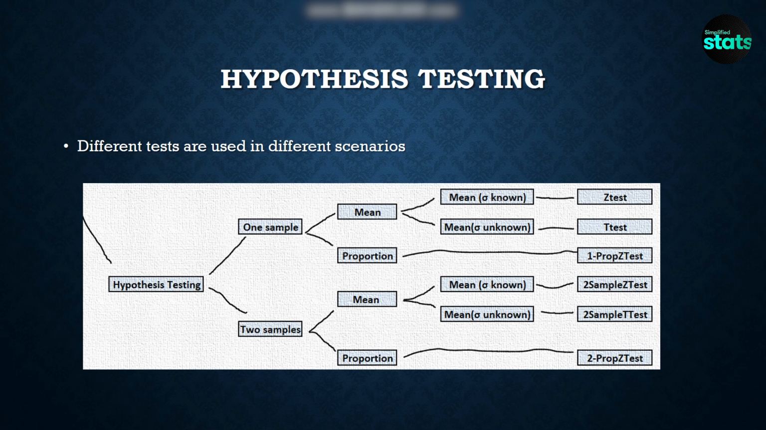Hypothesis testing is a tool that is used to test the beliefs or any particular value that you have in mind, and you can test it for one sample or two samples. If you're working on one sample with mean, you can either use a z-test or t-test depending on whether sigma is known or not. If you have one sample with proportion data, you can use one proportion z-test. If you have two sample data to be compared to each other, you can work on two sample z-test, t-test, or two proportion z-test depending on whether you are working with mean or proportion.